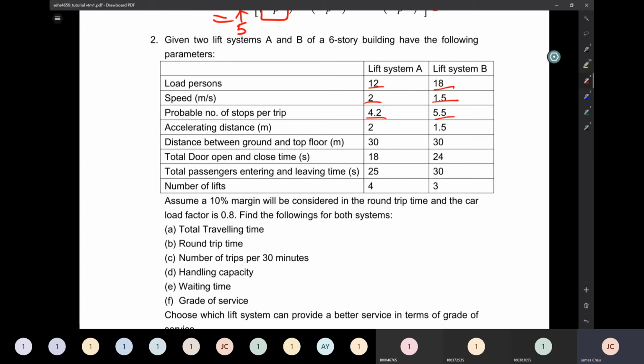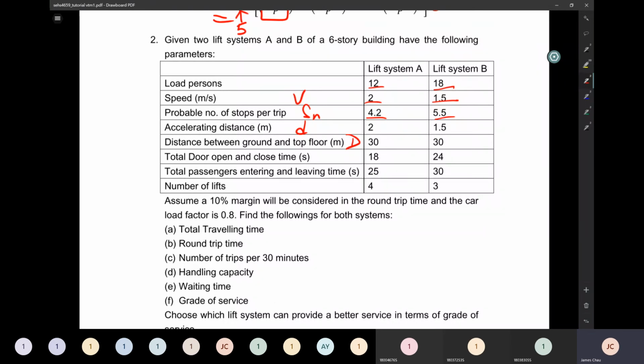5.5. Now we can refer to the symbols that we use in our notes. Speed means V. Probable number of stops is S n. The accelerating distance is d. For A, it is 2, B is 1.5. Distance between ground and top floor, it is capital letter D. Both of them are 30.